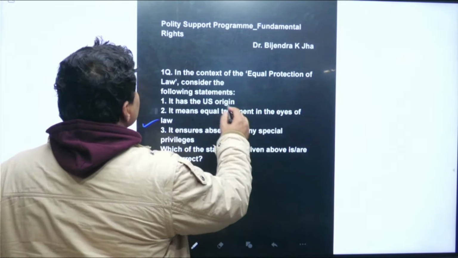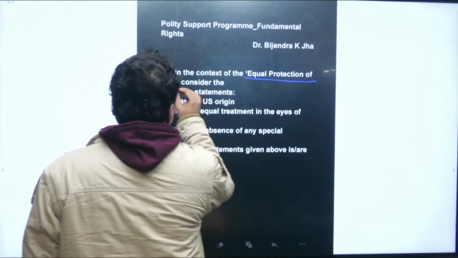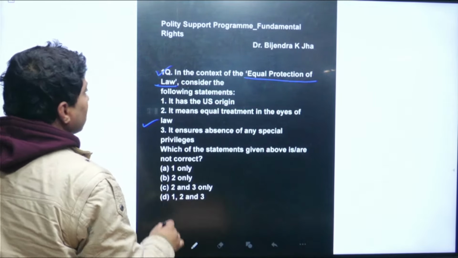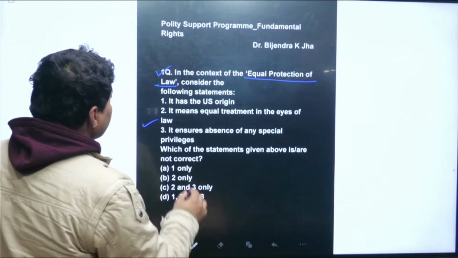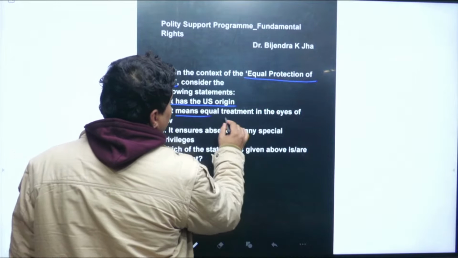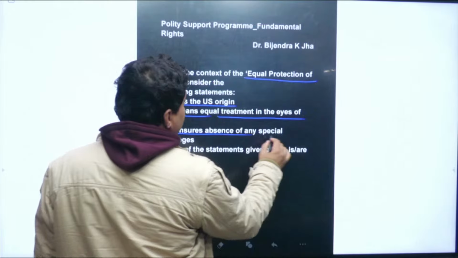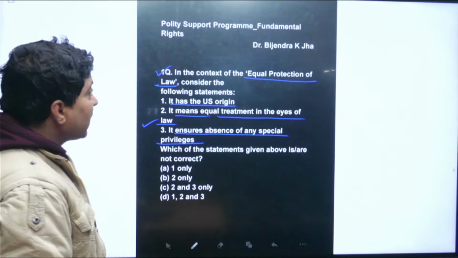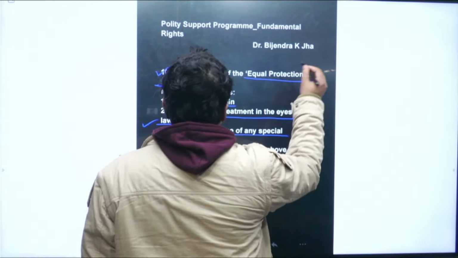So the first question is, in the context of equal protection of law, consider the following statements. Now it has US origin. It means equal treatment in the eye of law. It ensures absence of any privileges, right? So there are 3 statements. Now let me talk about equal protection of law.